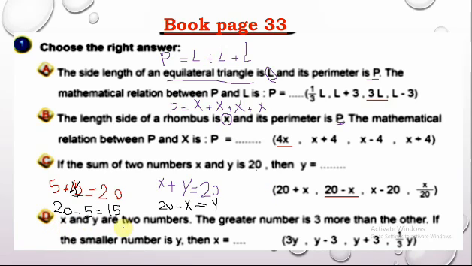D: x and y are two numbers. The greater number is 3 more than the other. If the smaller number is y, then again, we don't have the mathematical relation. One of them is more than the other by 3. If the smaller is y, we add y plus 3, because he said more than. The greater number is 3 more than the other, and the smaller is y, then y plus 3 will equal the x. So x equals y plus 3.